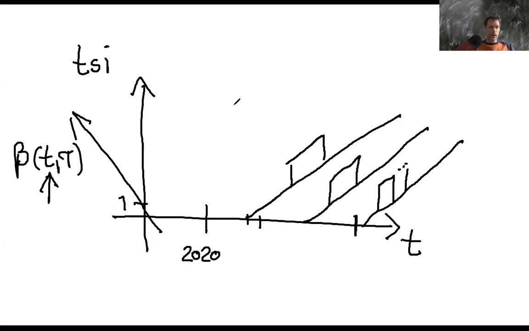Okay, so this is the transmissibility function, or sometimes it's also called the infectiousness of an infected individual, and this is what we will try to look at a bit more in detail.